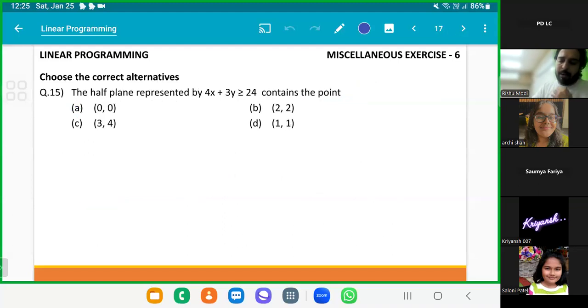And similarly, tell me what will be the answer for the 15th one. Solve and tell me.